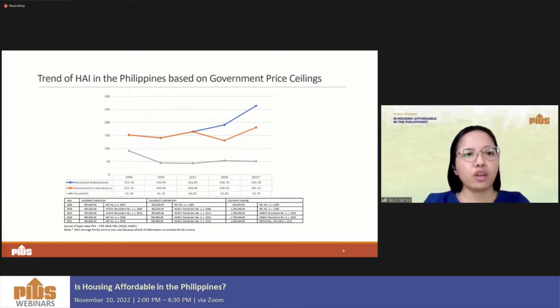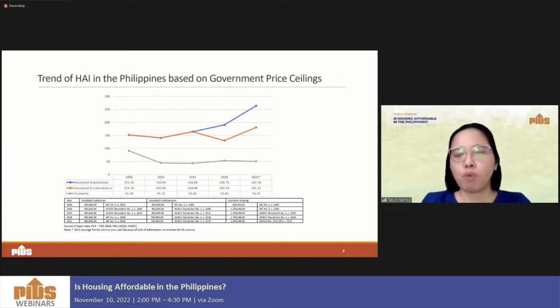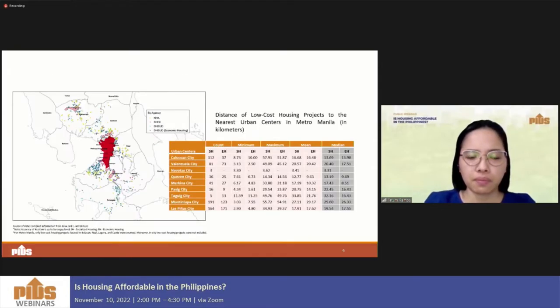Now, if we look at the trend of HAI in the Philippines based on government price ceilings, you will notice that a typical family in the Philippines would be able to afford socialized housing, but would not be able to afford economic housing. And this is important particularly because we would expect typical families to be able to afford this economic housing that's priced at the ceilings, because these housing units are particularly, or should be, catering to these families.